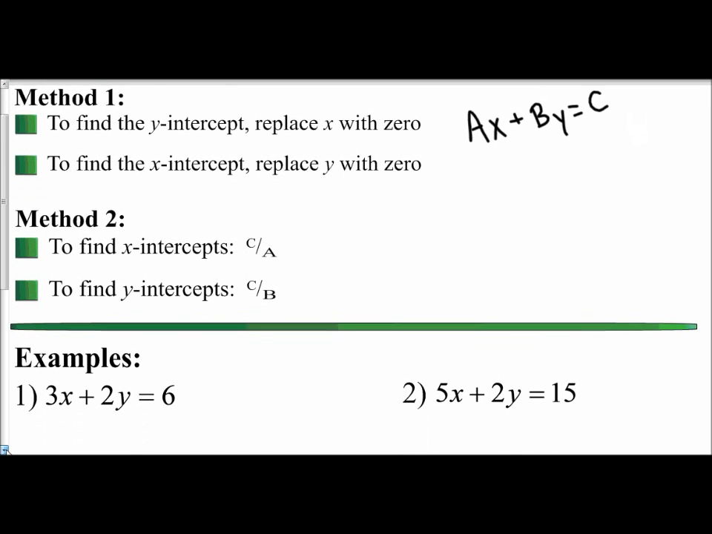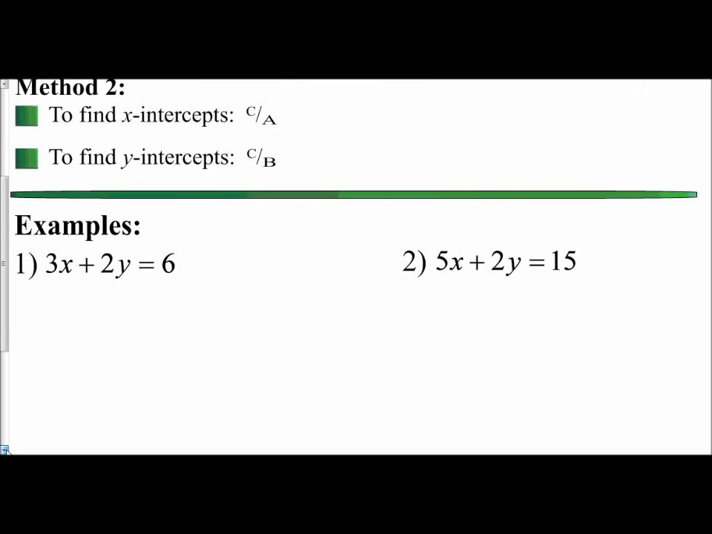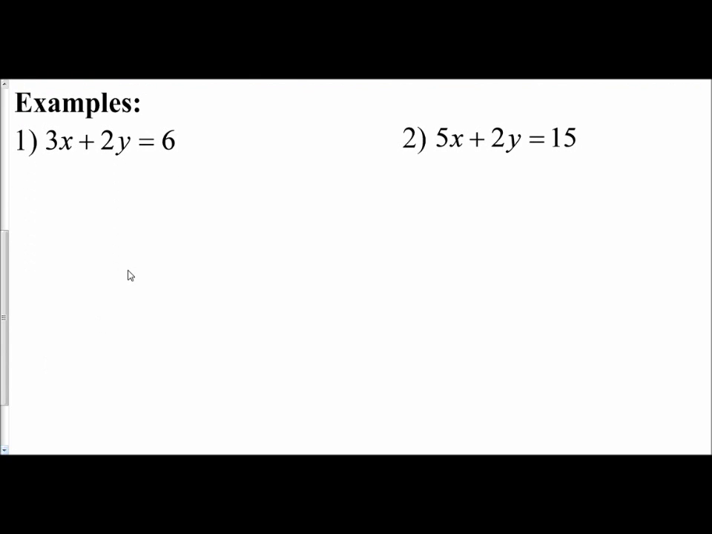So let's take some examples. I prefer to use the first method of covering up. So if I want to solve for my x-intercept first, what I do is I cover up the y term, cover up the 2y, and I solve the equation. 3x equals 6, divide by 3, x is 2.